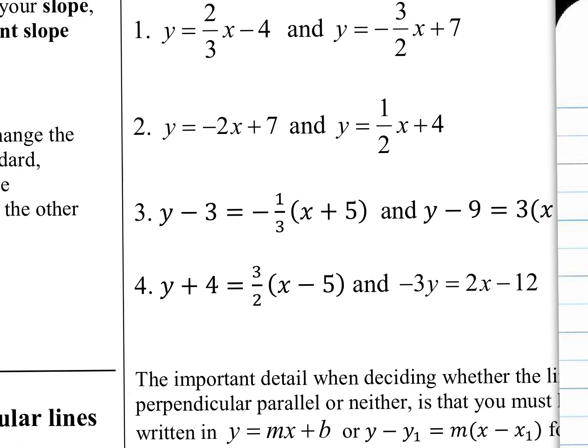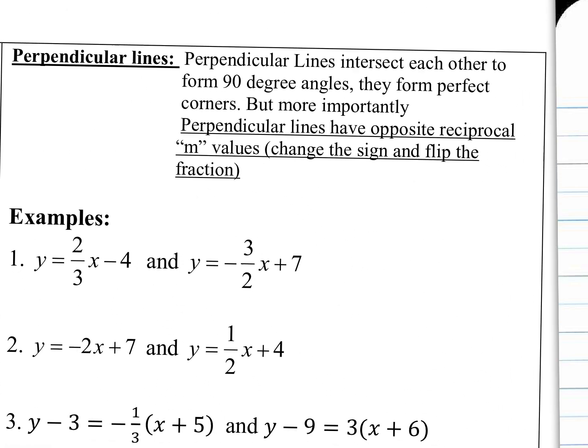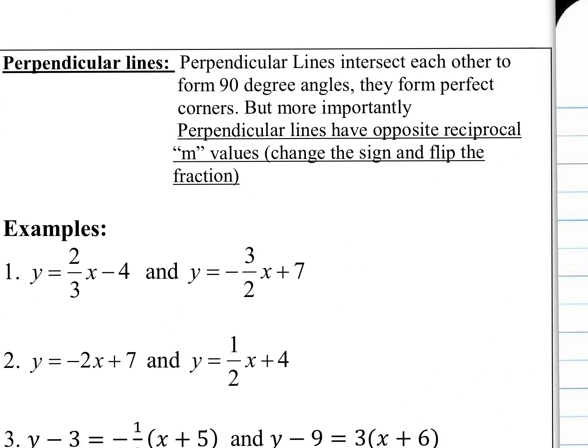And we also learned this, that perpendicular lines intersect each other to form a 90-degree angle. They form perfect corners, right? But more importantly, perpendicular lines have opposite reciprocal m values. What does that mean? You change the sign of the fraction and you flip the fraction. Okay? That's how you tell if they're perpendicular.